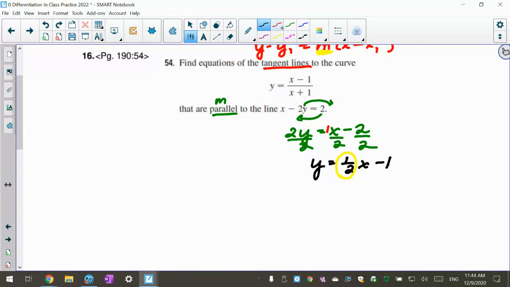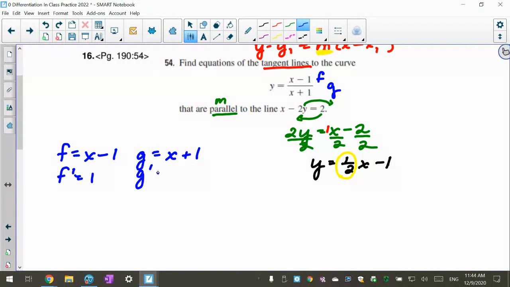So I see that this is the quotient rule. There's my f and g, so let's set it up. My f is x minus 1, my f prime is 1. Oh, that's not very hard. My g is x plus 1, my g prime is 1.